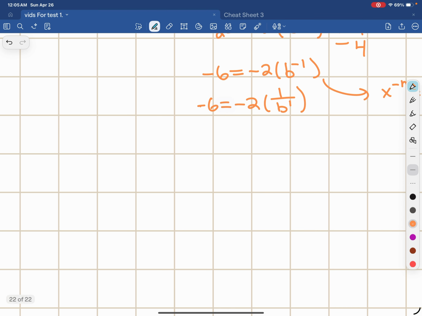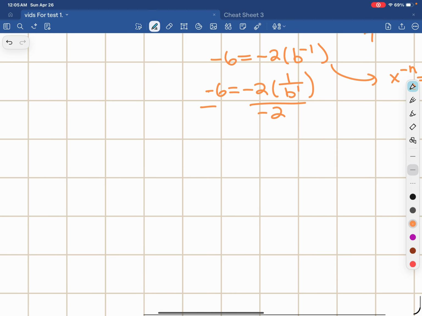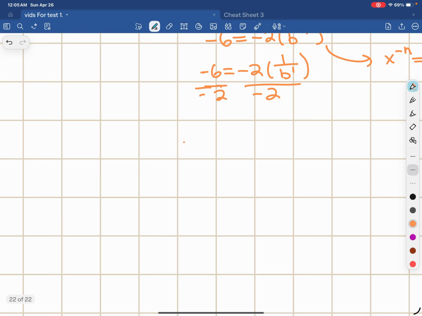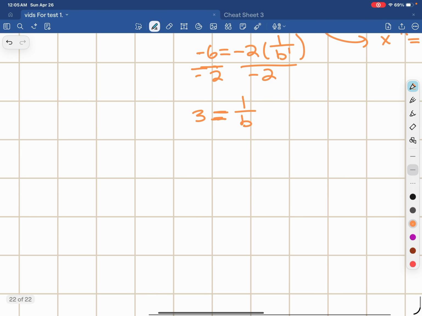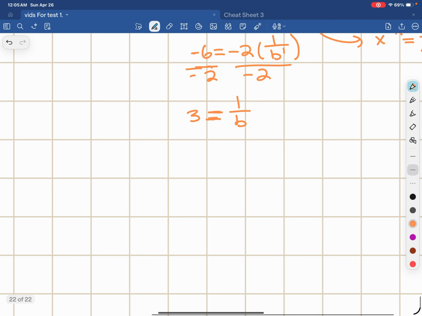So now looking at this situation, what can we do? We can divide by -2. Divide by -2. And we will get 3 is equal to 1 over b. Pretty awesome here. We can do our reciprocal rules, where we will end up with b is equal to 1 over 3.